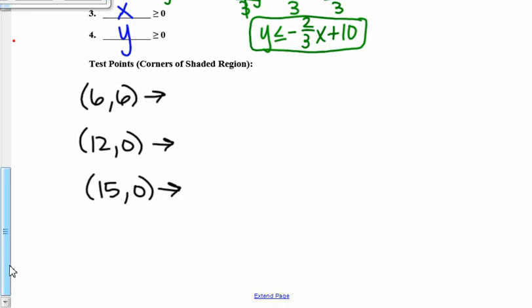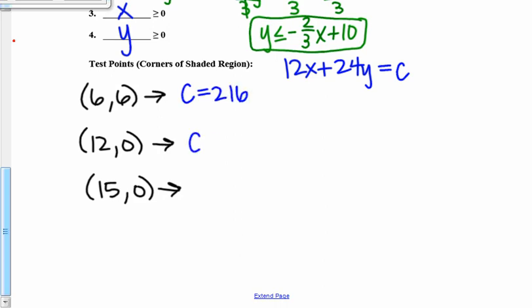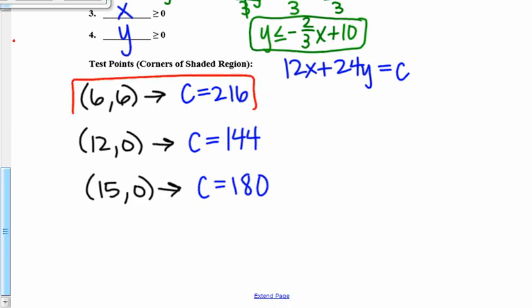Alright, so don't forget my objective function was 12x plus 24y. Let's plug in these points. When I plug in 6 for x and 6 for y, I get c equals 216. When I plug in 12 for x and 0 for y, I get 144. And then when I plug in 15 for x and 0 for y, I get c equals 180. So if I'm trying to maximize profits here, I'm looking for the biggest number, which is 216, which comes from 6 comma 6. So my x value is 6, my y value is 6.